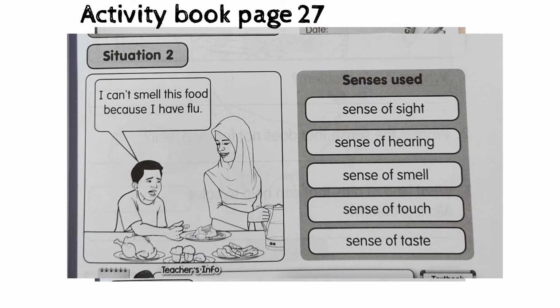Then situation number 2, I can't smell this food because I have flu. So what senses can he use to eat? He wants to eat. Can he use the sense of sight to see the food? Yes. How about sense of hearing? Does the food produce any sound? No. Sense of smell. He said just now, I can't smell. Okay. How about sense of touch? Can he touch the food? Okay. Sense of taste. Can he taste the food? Okay. So you color the senses. Okay. There is more than one answer here. So you color the senses that he can use.